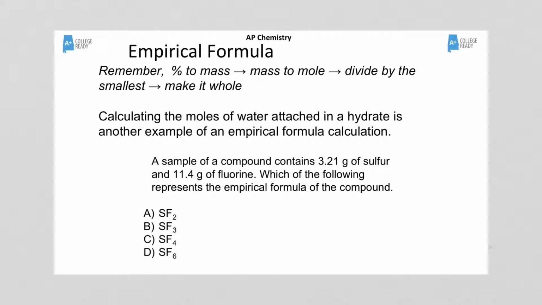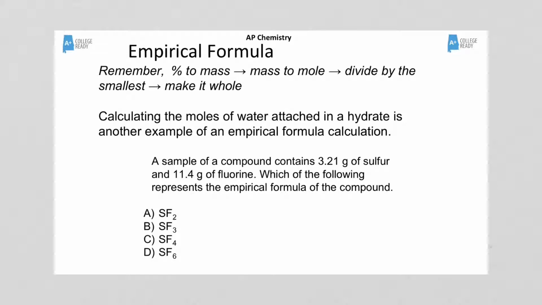Here's a handy little rhyme that I got from a friend that would help you remember this. The steps to take: percent to mass, mass to mole, divide by smallest, make it whole. These are steps that would help you remember the math that would be associated with determining the empirical formula of a compound.